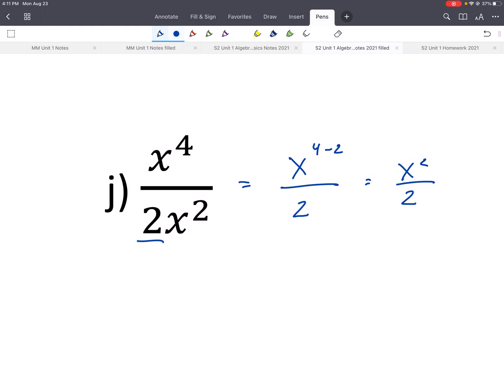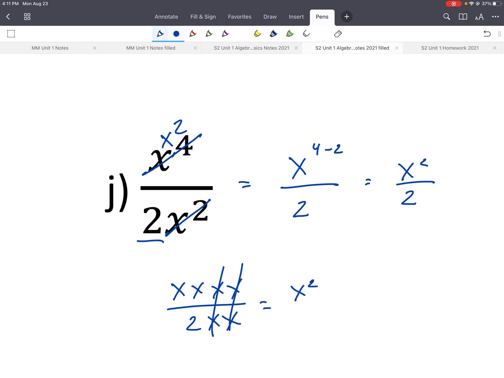Another way you could think about it is we have 2 x's on the bottom. We'll just need to take off 2 on the top. I guess it would be x squared. Or, again, if you prefer, you can expand things out, like x times x times x over 2 times x times x. Those will cancel, and we just get x squared over 2.